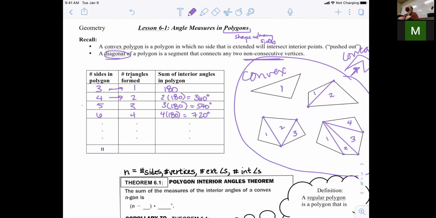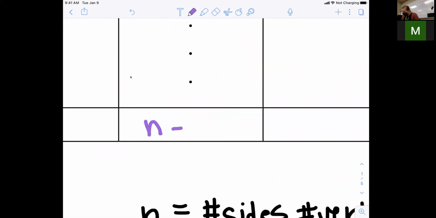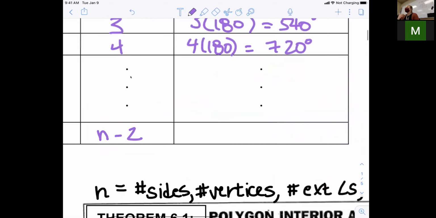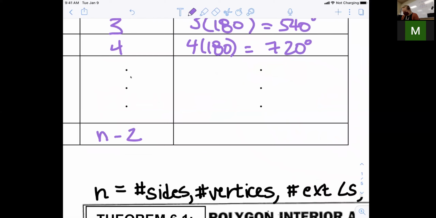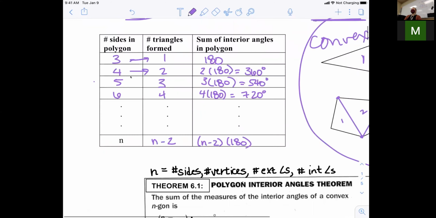So if I told you we have n sides, I don't know how many n is. I have n number of sides. My number of triangles would be n minus 2. And so that means my general formula to find the sum of the interior angles will be (n minus 2) times 180. Oh, you guys just developed your own little formula. Give yourself a high five. Thank you, Jane.